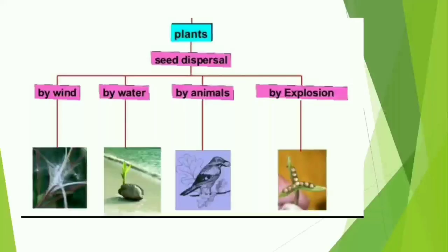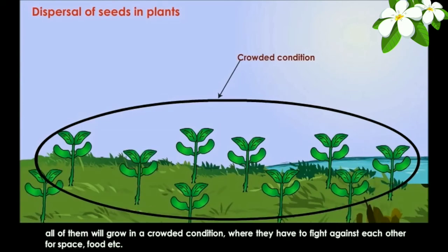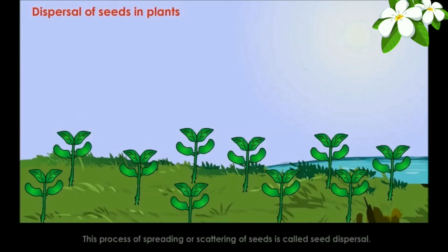Next is seed dispersal. Dispersal of seeds can be done by many agents. They can be wind, water, animals, and explosion. Plants cannot grow in crowded conditions where they have to fight against each other for light and for food. So the seeds need to be scattered. A suitable place should be found where the seed can grow without overcrowding. This process of spreading or scattering of seeds is called seed dispersal.